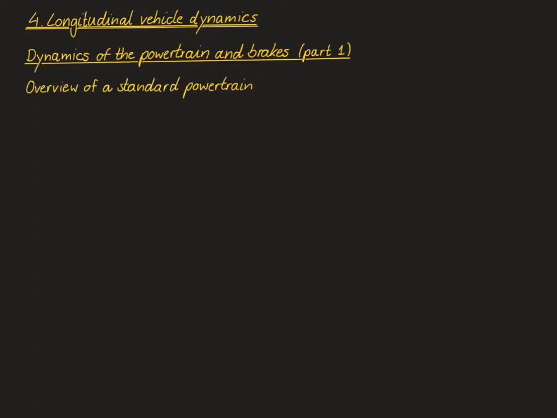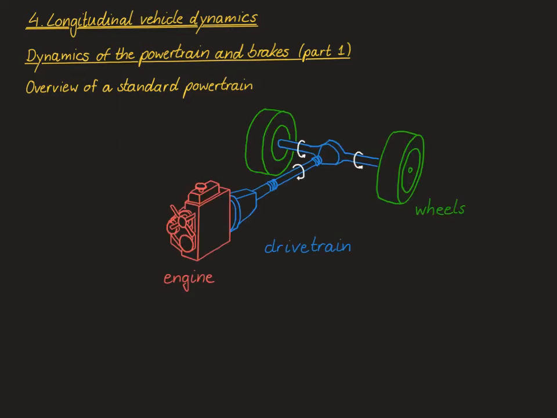Let's begin with an overview of a standard powertrain. The powertrain comprises all main components of a vehicle that generate power and deliver that power to the road surface. As shown in this picture, the main elements of the powertrain are the engine, the drivetrain, and the driven wheels.